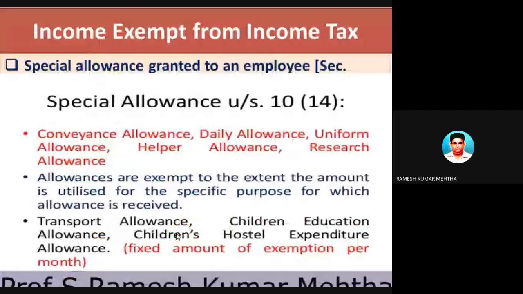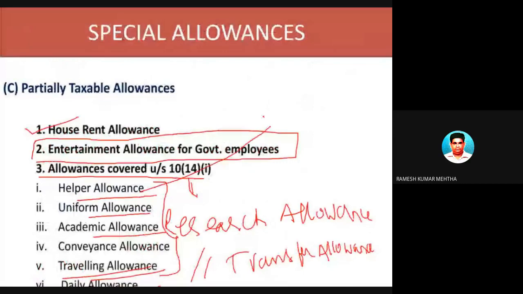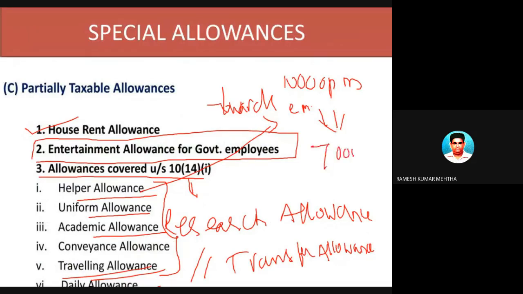So the rule for special allowances is that they are exempted to the extent the amount is utilized for the specific purpose for which the allowance is received. For example, helper allowance. The employer is paying the employee 10,000 rupees per month towards helper allowance. Out of this 10,000 rupees per month, he is spending only 7,000 rupees per month.